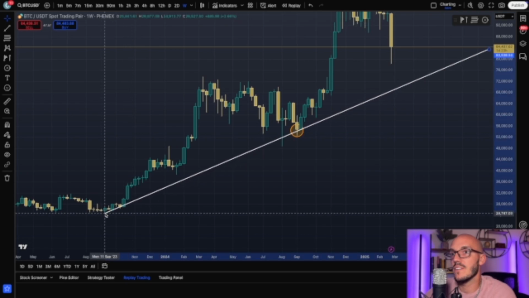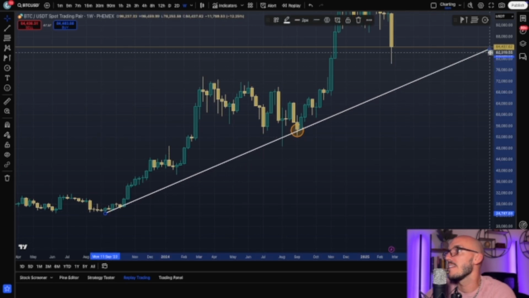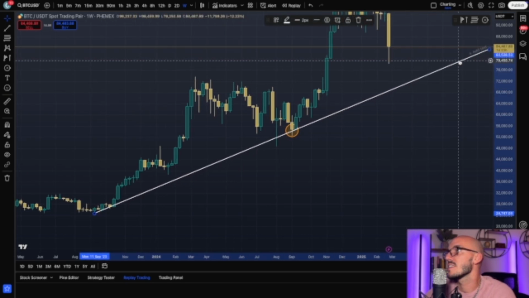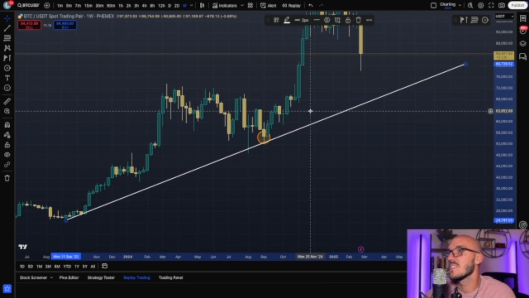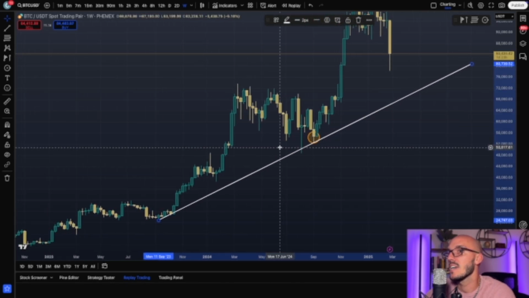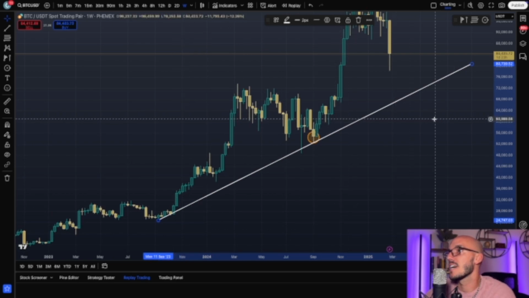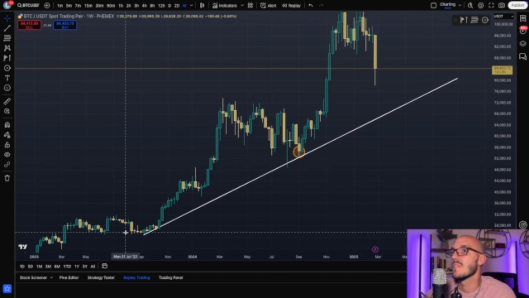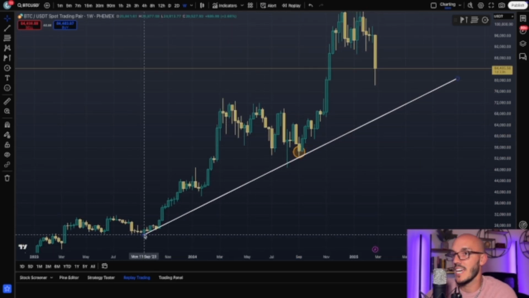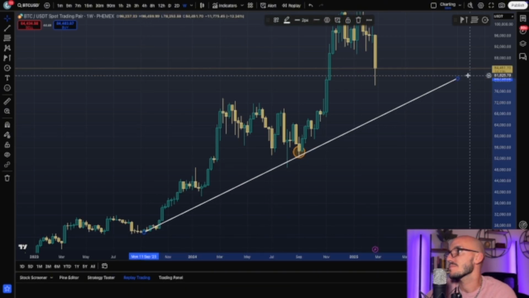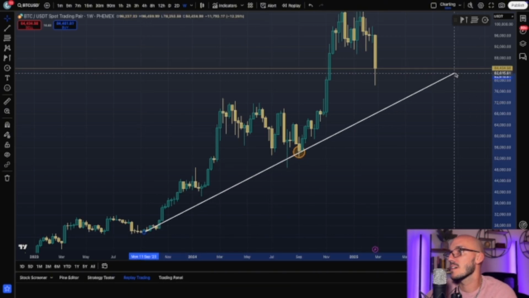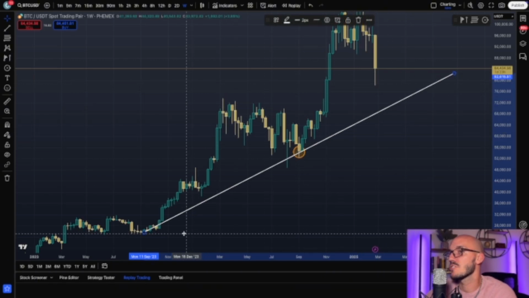So let's say I wanted to do this with the wicks. So this is the wick of this low right here. And then you want to connect that with the wick of this low right here. Okay. That will give you this trend line right here. You can also do it with the bodies of the candles. If you do it with the bodies of the candles, that would start down here. And then the trend would look something like this. This is how the trend line would look.